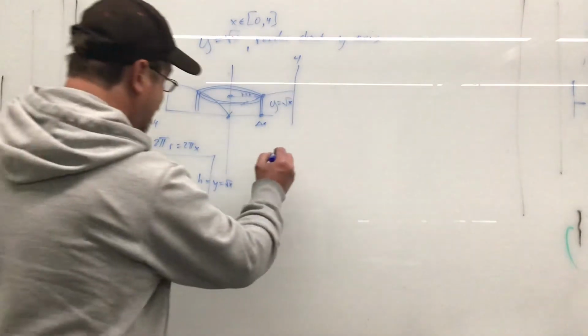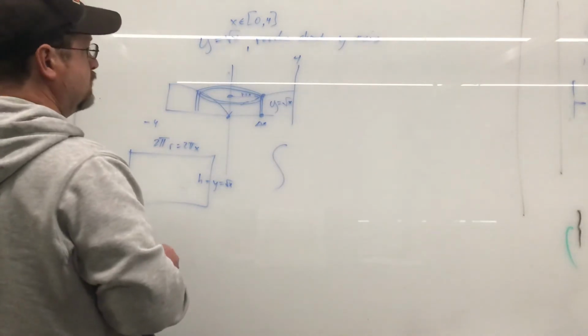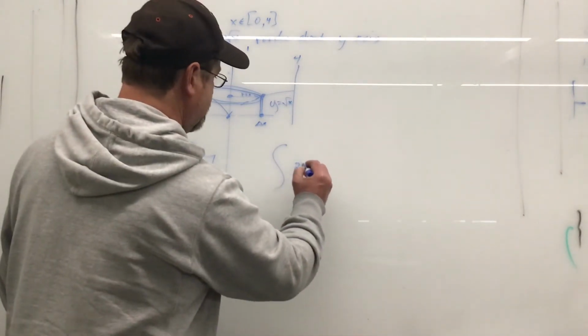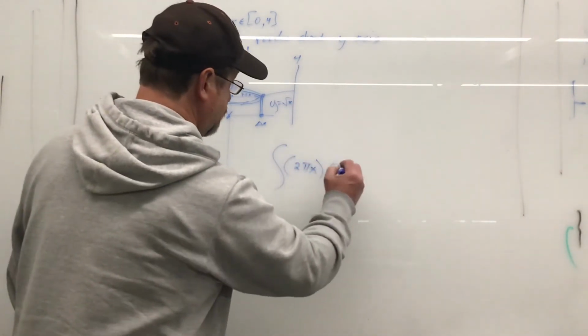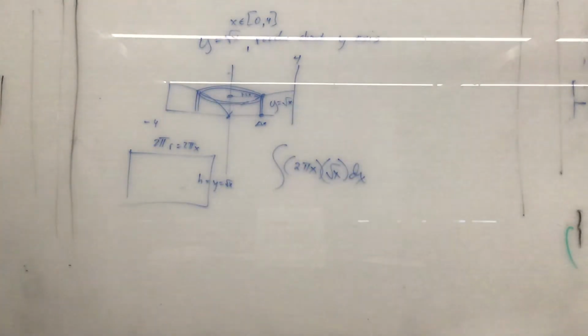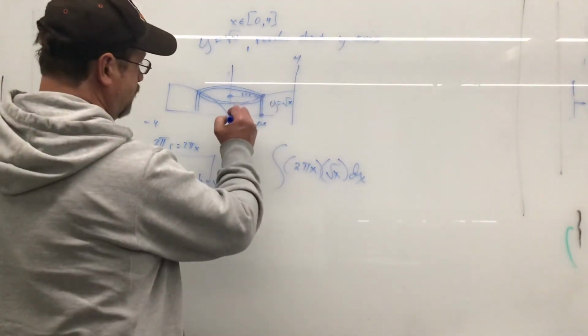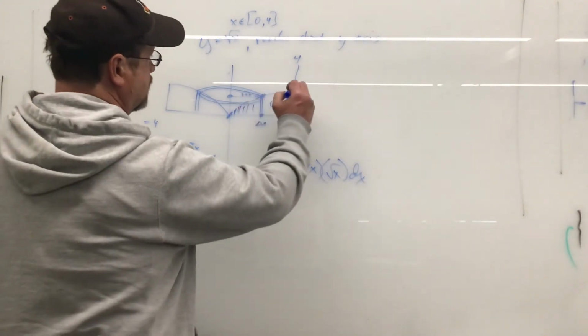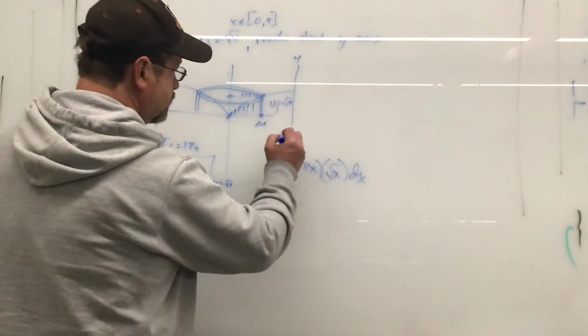So now the area is the product of those two. 2 pi x square root x dx. Everything's in terms of x. I need my limits to also be in terms of x. And the x's that I'm adding up start all the way over here, and I'm adding up all these little slices and getting all the way over here. So my limits are 0 to 4.